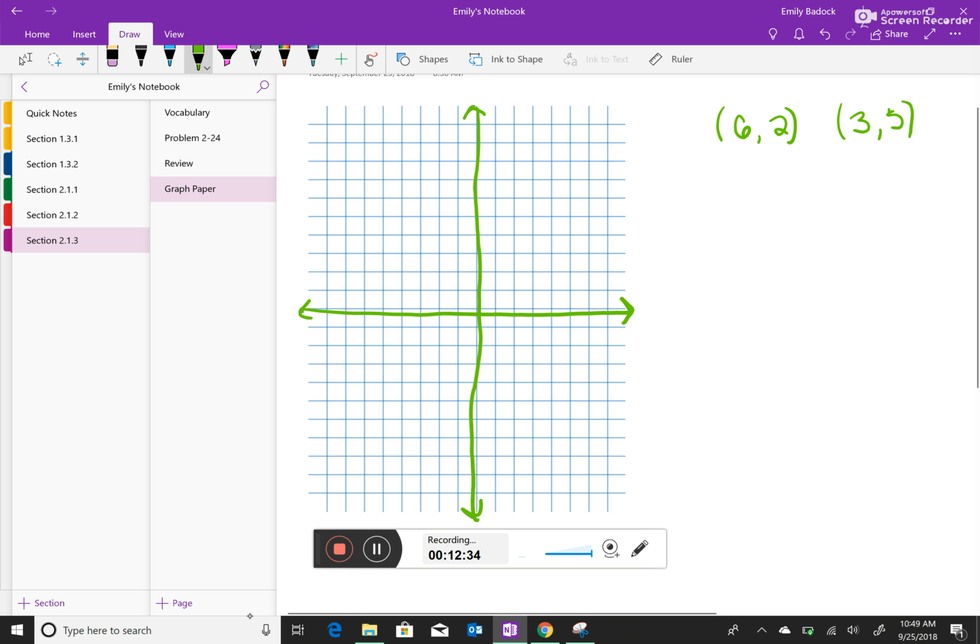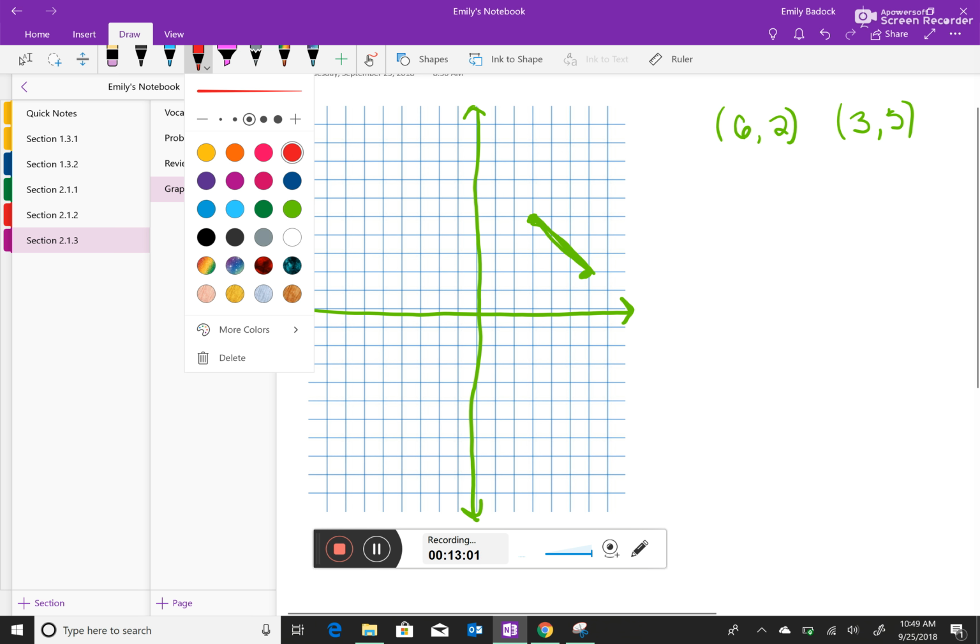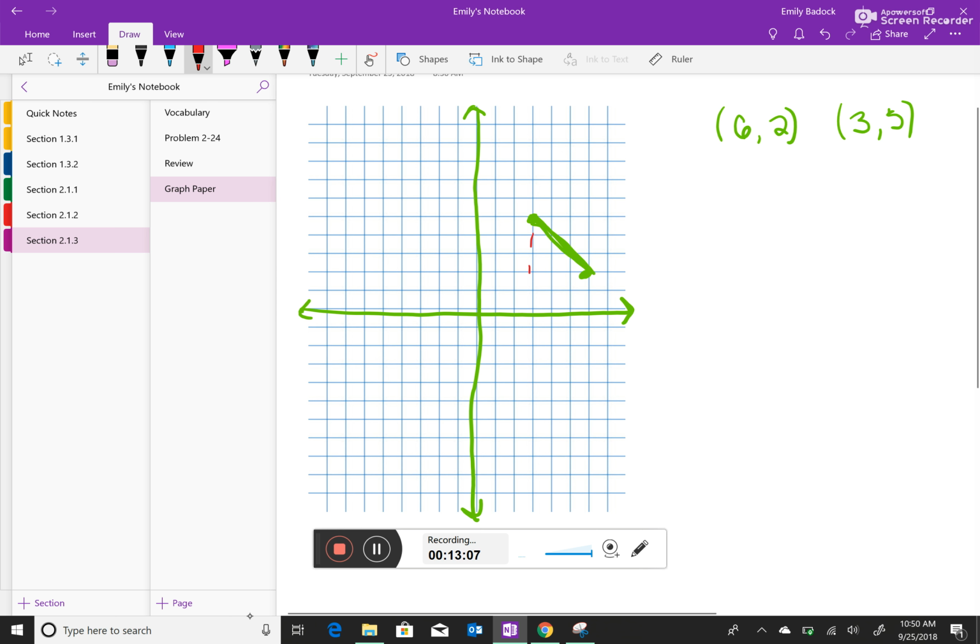So I'm going to go over 1, 2, 3, 4, 5, 6, and up 2. And then 1, 2, 3, and up 1, 2, 3, 4, 5. Alrighty. So that's a line segment, so we can go ahead and connect those. So reflect AB across the line x equals 3. So x equals 3 is going to be at 1, 2, 3. So that's the line I'm reflecting it over.